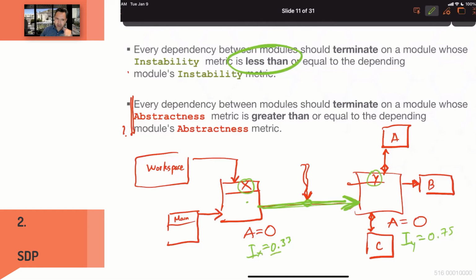What is the meaning of this one? Instability 0.33. Instability 0.33 is basically this guy there, which is not exactly a happy place. And the other, this one, is a great place.